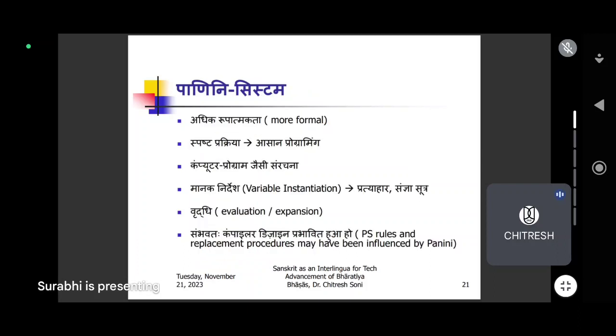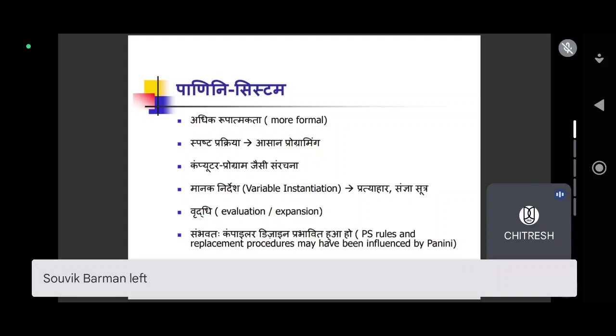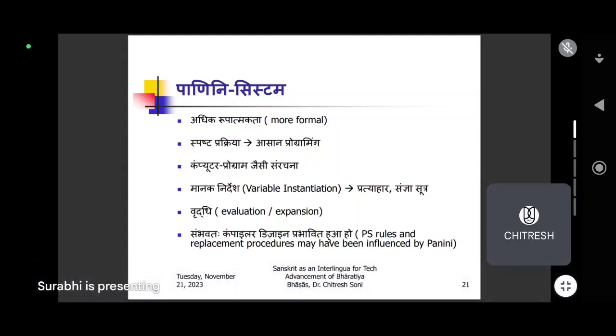पाणिनि का सिस्टम is more formal, स्पष्ट प्रक्रिया, easy programming, computer program जैसी संरचना है, मानक निर्देश, variable instantiation, just like प्रत्याहार और संज्ञा सूत्र, और वृद्धि, evaluation, वृद्धि, evaluation and expansion of the सूत्रas can also be done, और संभवतः इससे कंपाइलर का डिजाइन भी प्रभावित हो। Panini's system and replacement procedures must have been, the computer compiler may have been influenced by Panini. Next please.